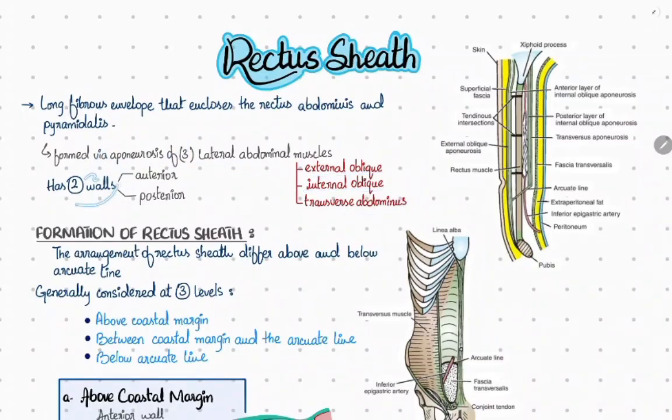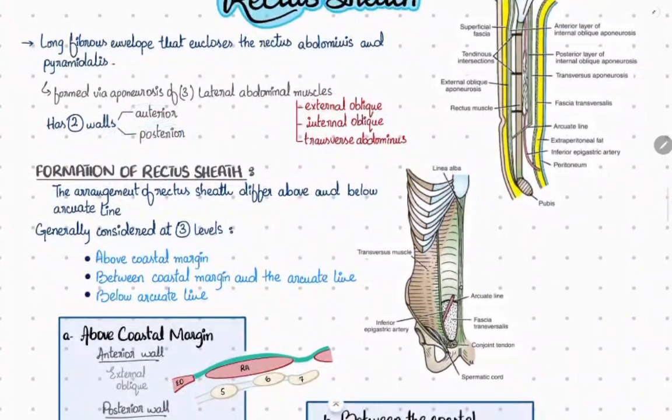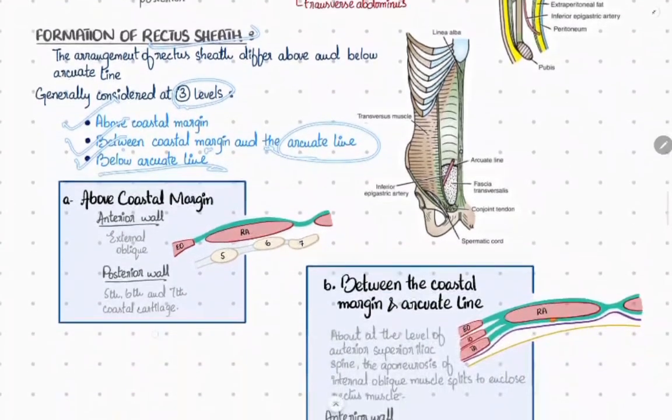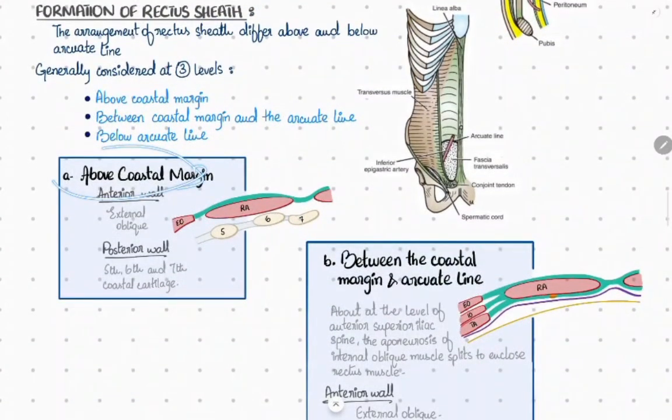This rectus sheath has two walls, an anterior wall and a posterior wall. The rectus sheath, as we know, is considered at three levels. The first level is above the costal margin, the second level between the costal margin and the arcuate line, and the third level below the arcuate line. Above the costal margin, the rectus sheath is present only anteriorly, formed by the external oblique, and the posterior wall is formed by the fifth, sixth and seventh costal cartilages.